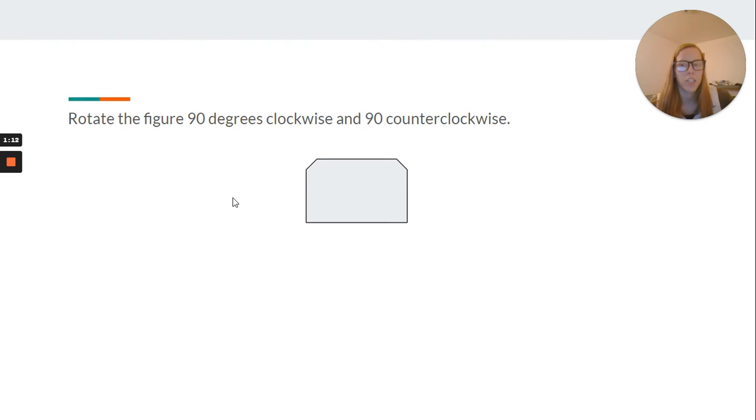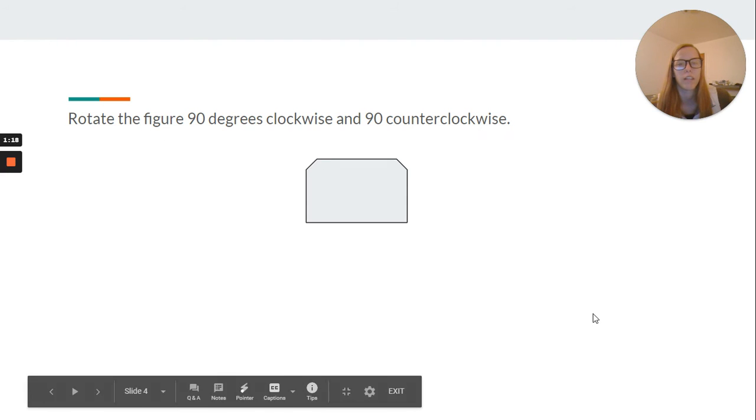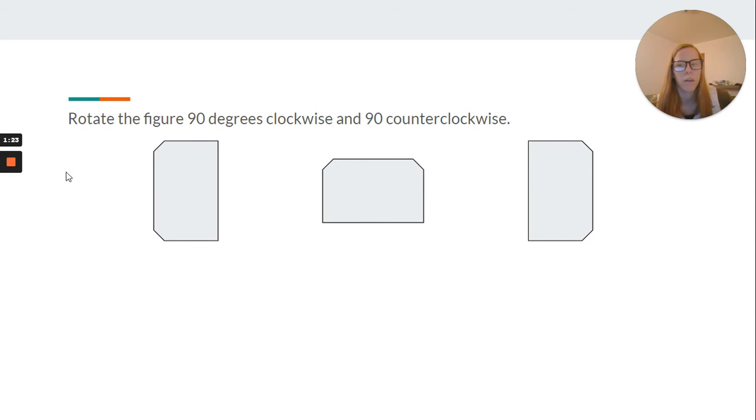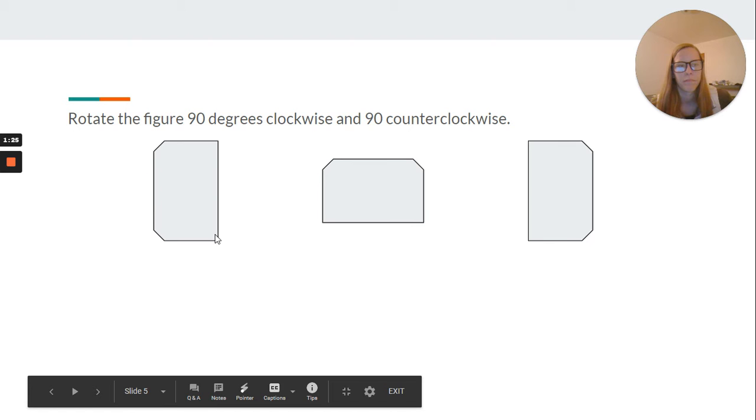And then we also talked about rotations on Tuesday. It says rotate the figure 90 degrees clockwise and 90 degrees counterclockwise. So what does that look like? Here we have 90 clockwise, here we have 90 counterclockwise, okay? And here in the middle we have our original figure.